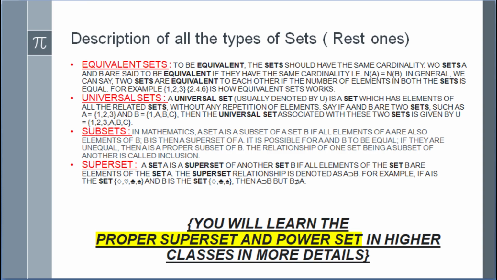So A will be called a subset of B, also B will be called a subset of A, because they contain the same number of elements, so it will be called a subset. Now if any set contains less, if I tell A contains 1 and 2 and B contains 1, 2, 3, then set A will be the proper subset of set B.